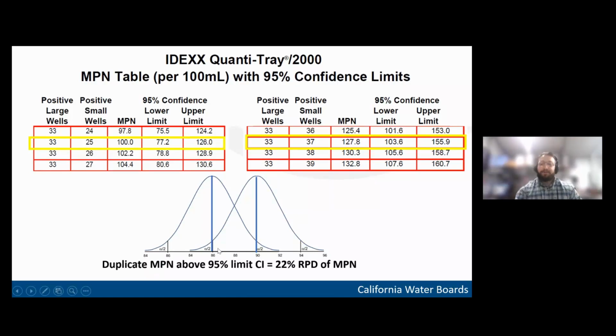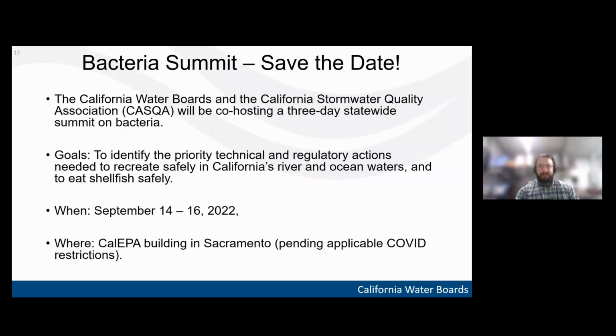The MPN for laboratory duplicates for the multiple tube fermentation, most probable number units, need to be within the confidence interval of the duplicates. Now, before I get into anything else, I wanted to make a small announcement.